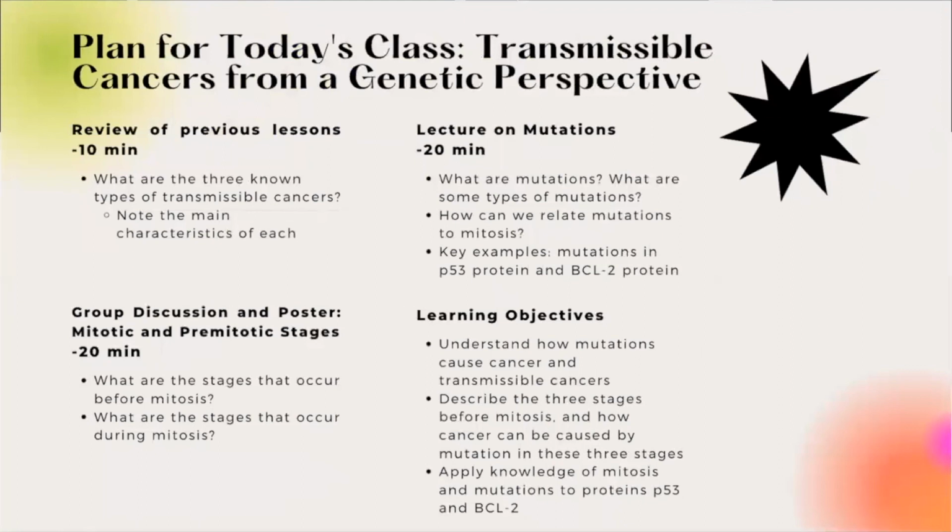On day 6, the class will learn about transmissible cancers from a genetics perspective. First, students will do a review of the previous lessons. Second, students will get into groups and make a poster on mitosis in the pre-mitotic stages. Lastly, there will be a lecture on mutations. By the end of this class, students should be able to describe mitosis in the pre-mitotic stages, while additionally being able to understand what mutations are and how they can cause cancer.